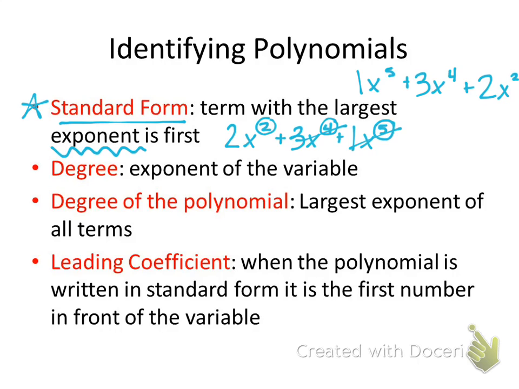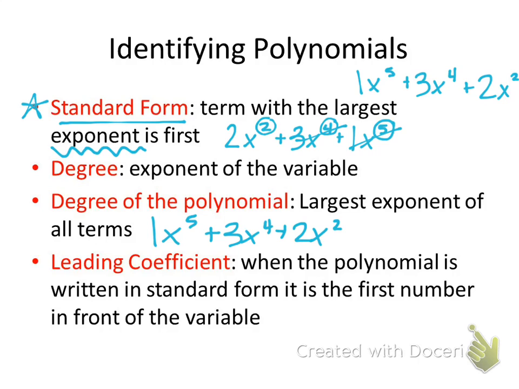The degree of 3x to the 4th power is 4 because that's the exponent. Okay? The degree of the polynomial. Now let's take this one for example, like we've already done. 1x to the 5th power plus 3x to the 4th plus 2x to the 2nd power.